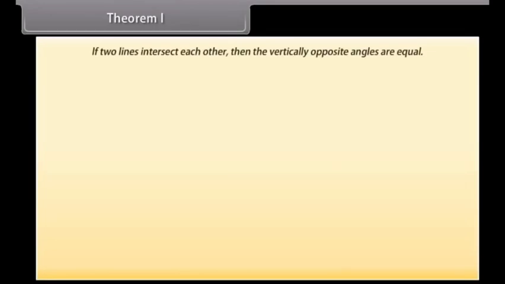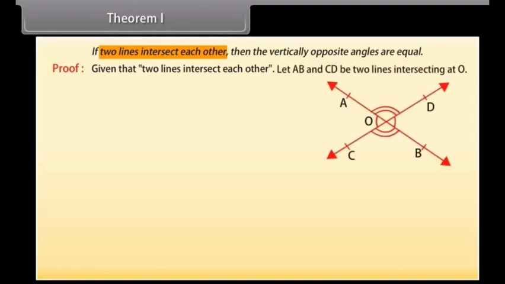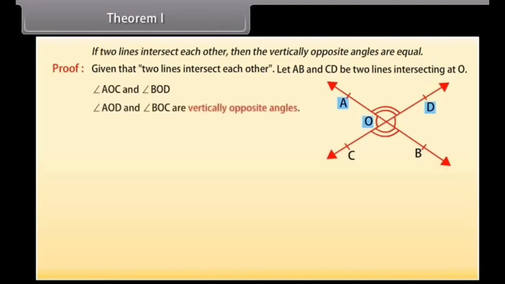Theorem 1: if two lines intersect each other, then the vertically opposite angles are equal. Let's prove this. Given that two lines intersect each other, let AB and CD be two lines intersecting at O. This leads to two pairs of vertically opposite angles, namely angle AOC and angle BOD, and angle AOD and angle BOC. To prove: angle AOC is equal to angle BOD, and angle AOD is equal to angle BOC.